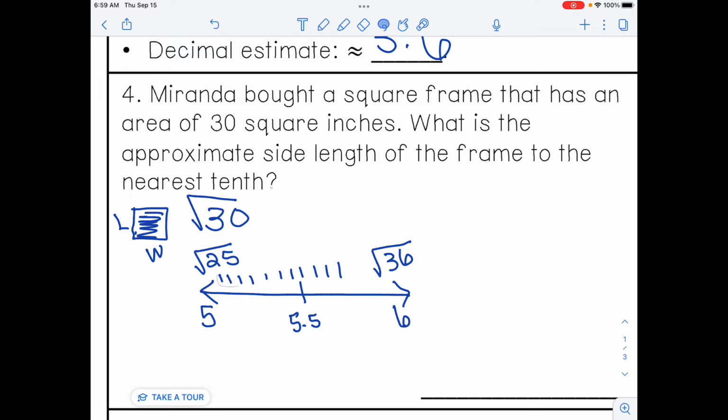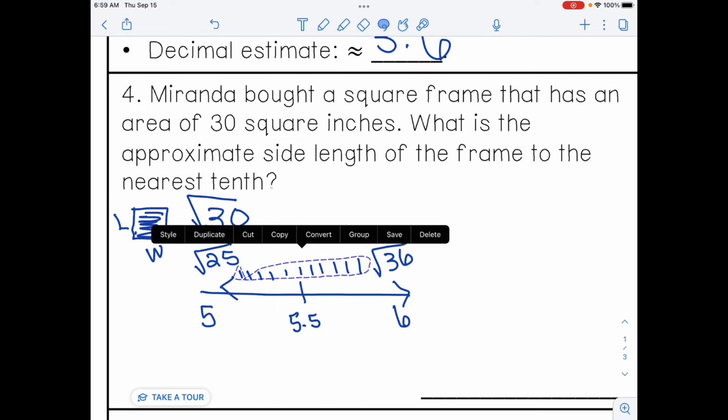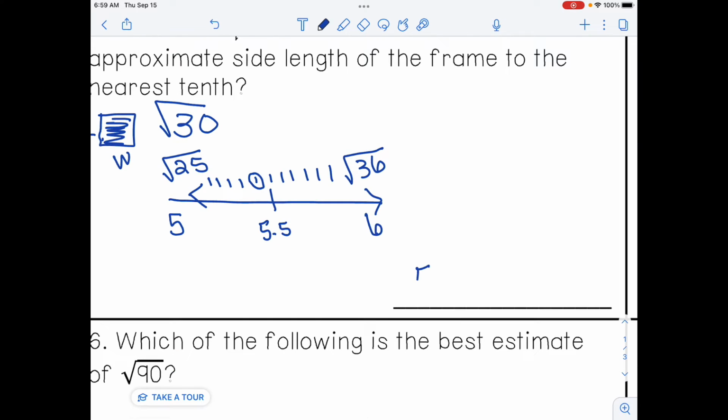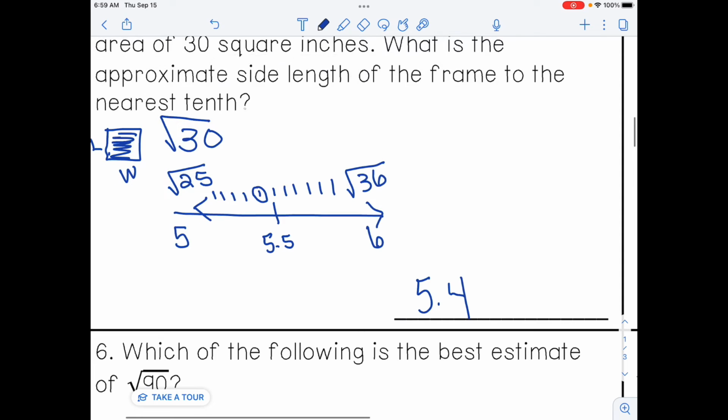I'm going to move these up in a second. And where is the middle? So I have 1, 2, 3, 4, 5 dashes, 1, 2, 3, 4, 5 dashes. And then looking again at 25, 30 would be 26, 27, 28, 29, 30, right here. So not quite 5.5. So we're going to say it is 5.4. And again, I only needed to know one side.